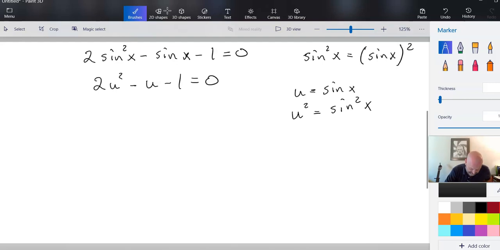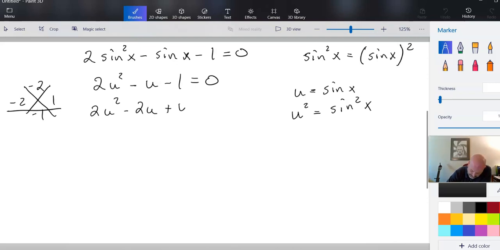So we need to factor this thing. So let's see here. That leading coefficient is not a 1, so I'm going to have to use the master product and grouping. So my master product is 2 times negative 1. The sum I want is negative 1. So my magic numbers are going to be negative 2 and 1. Because they multiply together to give me negative 2 and they add together to give me negative 1. And so I'm going to use that to separate the middle term. So it ends up being 2u squared minus 2u plus u minus 1 equals 0, right? And then we split between the front end and the back end.